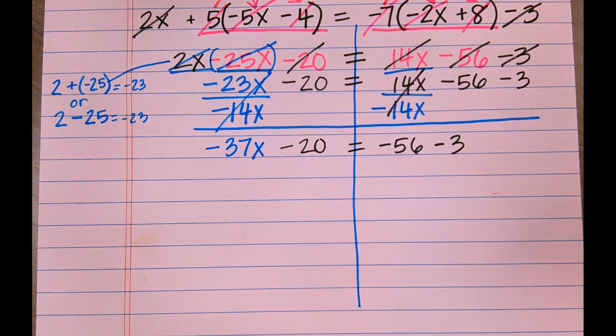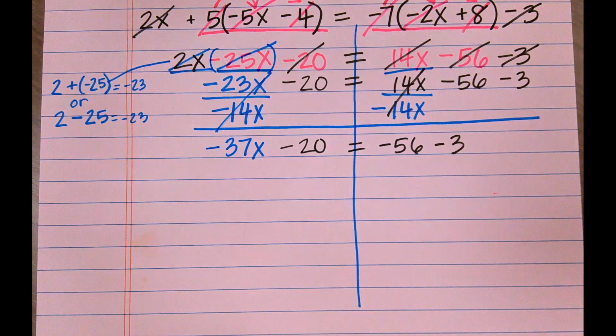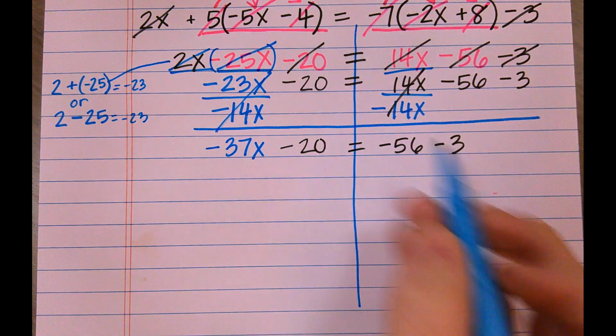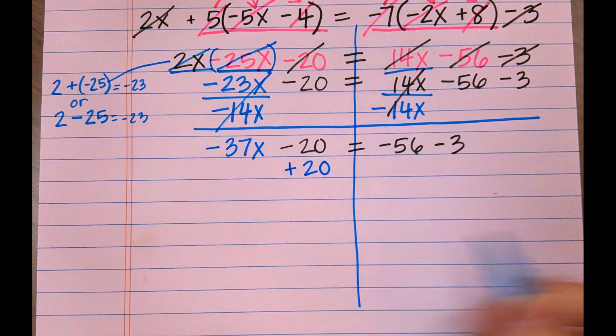Subtract the smaller number? Or actually, you could do the 20. To get the x by itself, so what am I doing with the 20? You're going to add it. Yeah, let's add 20 to both sides.